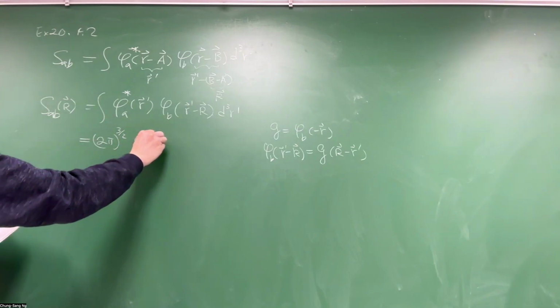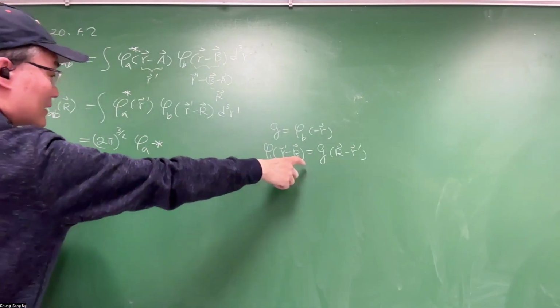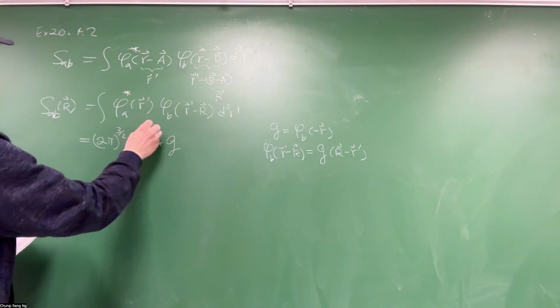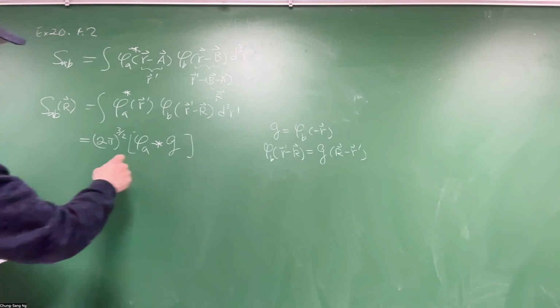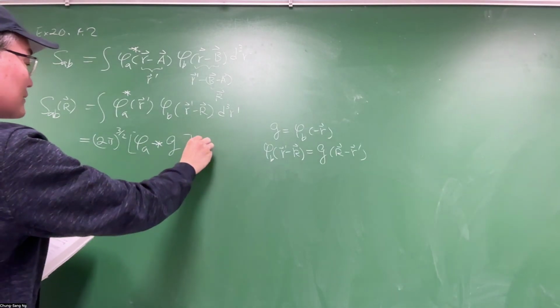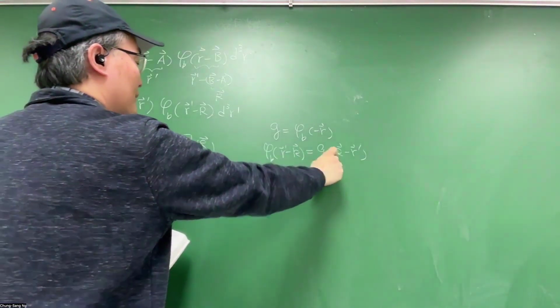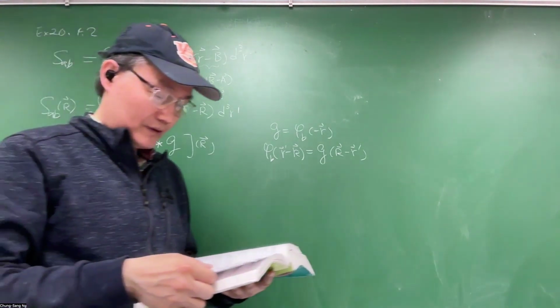So we have psi A and psi B, which becomes g, and this is a function of R, because of this definition, R becomes R minus R prime. Compare with the definition of the convolution, it is like that.